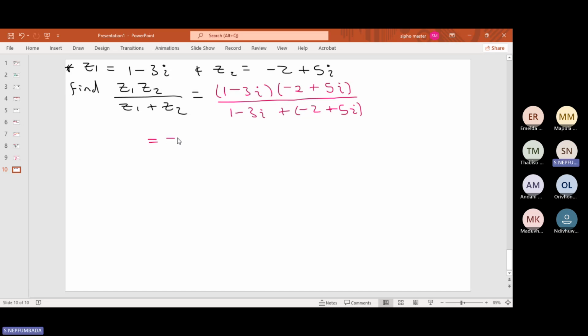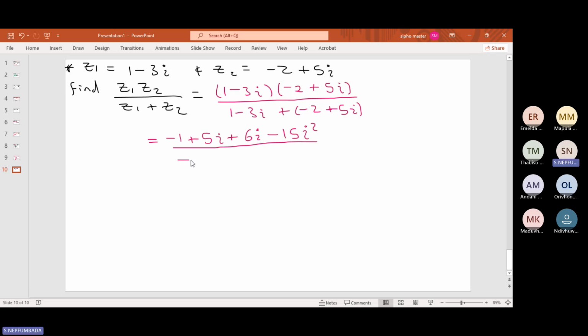Then this is nothing but minus 1 plus 5i plus 6i minus 15i squared. Then divided by what?